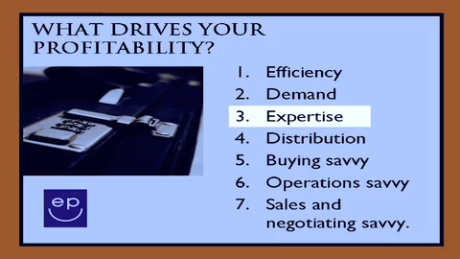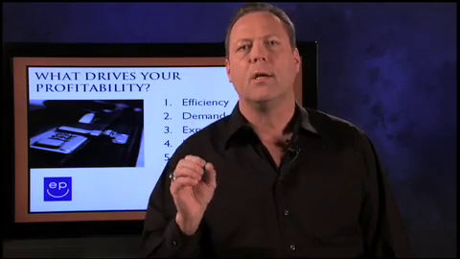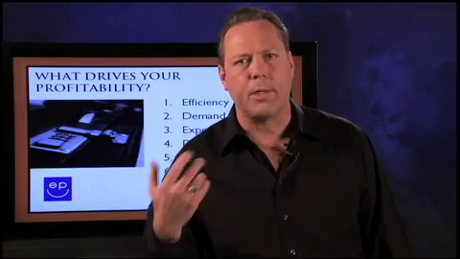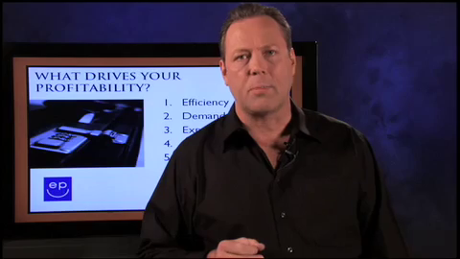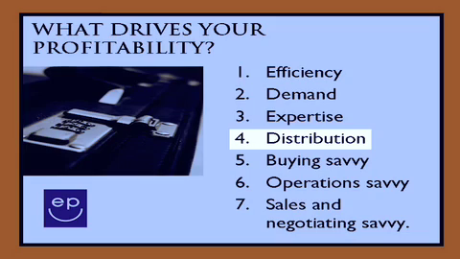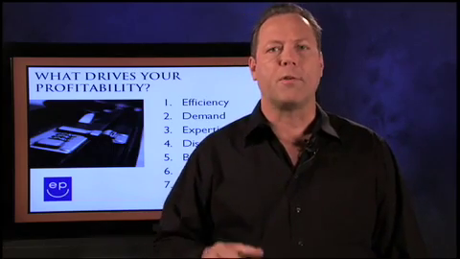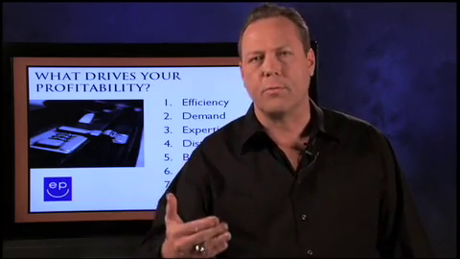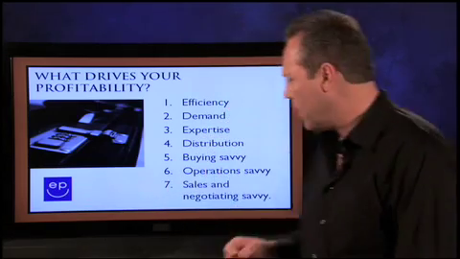Number three is expertise. People are willing to pay more to people who have a high level of expertise because they perceive it as being an easier engagement, an easier relationship. Things get done faster, more efficiently from their standpoint. They're willing to accept a higher price, therefore more profit for you. Number four is distribution. Can you get it there fast? Does it take a long time? There's more profits in more efficient distribution. We'll look at some ways of improving distribution later in this program.